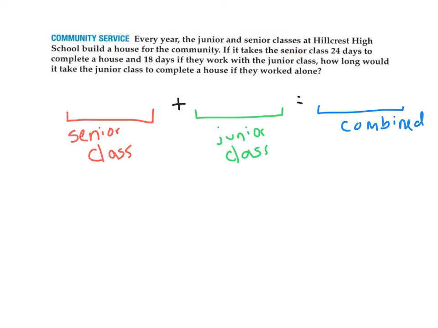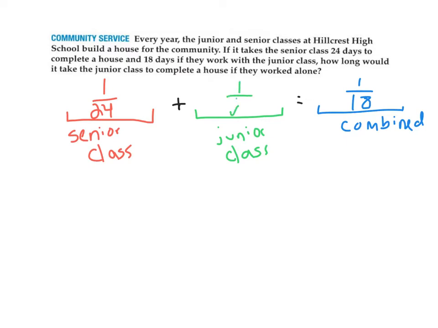So if we're going to start to develop an equation, we're going to think that the rate of our senior class, which we had just said is 1/24, plus the rate of our junior class, which we don't know yet, would be our combined rate, which was 1/18. Now the rate of our junior class, we have no idea how much of the job they accomplish per day. So we're going to go 1 over, and we'll call it J.